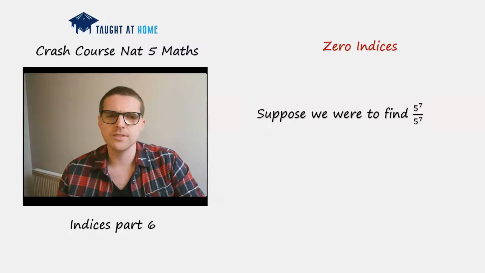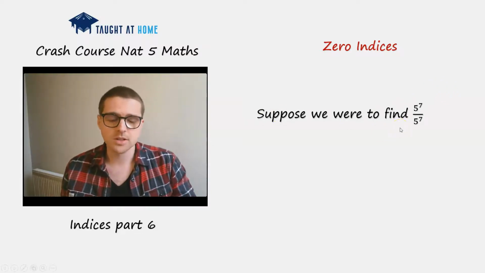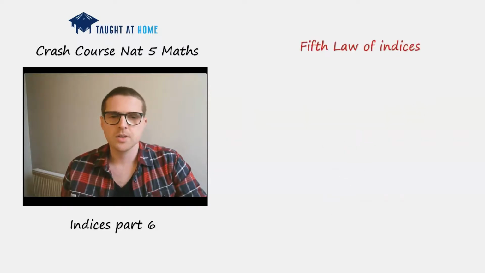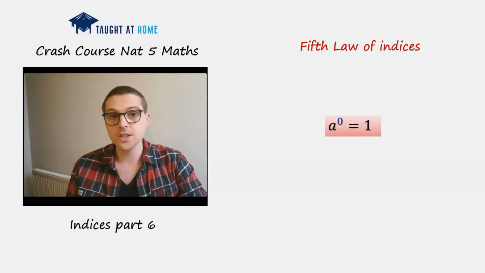Now let's try and find 5 to the power of 7 divided by 5 to the power of 7. You should know already that any number divided by itself is just 1, so this is going to be 1. But let's use the law of indices here to get to the same conclusion. So this brings us to the 5th law of indices, which says that any number raised to the power of 0 is just 1.